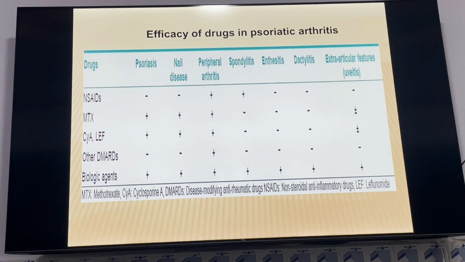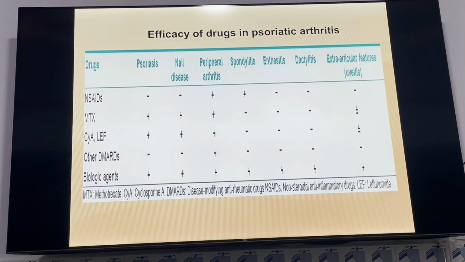For example, the NSAIDs. When the patient is having arthritis or spondylitis, you can use the NSAIDs. But the NSAIDs' role in psoriasis is 0. NSAIDs' role in nail disease is 0. The NSAIDs' role in extra-articular features or dactylitis and enthesitis is 0. So they have a role only in arthritis and spondylitis.